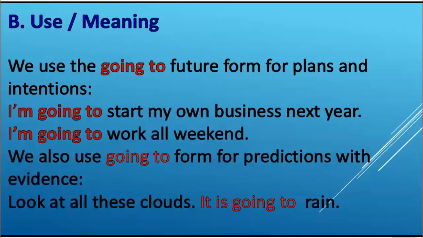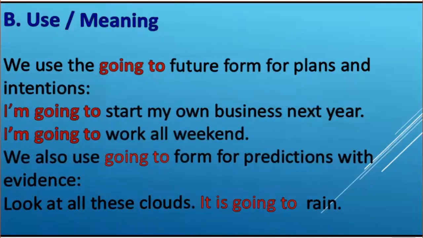Also, it's my plan. We also use going to for predictions with evidence. If you have evidence for your prediction, then you can use going to. For example, if it is cloudy, I'll say, look at these clouds. It's going to rain. Here I have evidence for my prediction. Then I don't use will. I use going to, as it's a prediction with evidence.